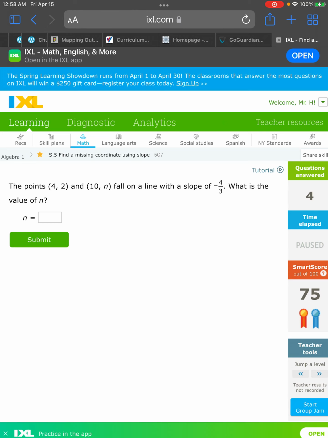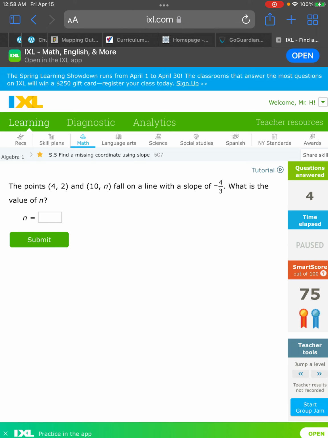All right, so I'm going to show you how to find the missing coordinate by using your knowledge of slope as rise over run with some graph paper. So if you don't have graph paper, stop the video, go get a piece of graph paper, and then come back because you're going to need it to work along with me.